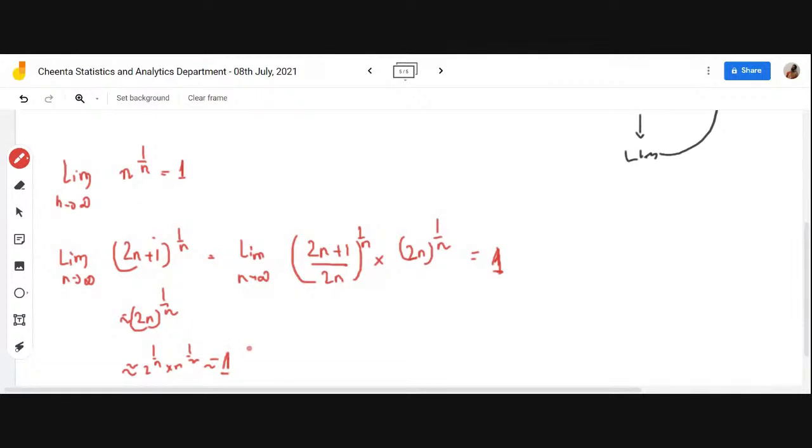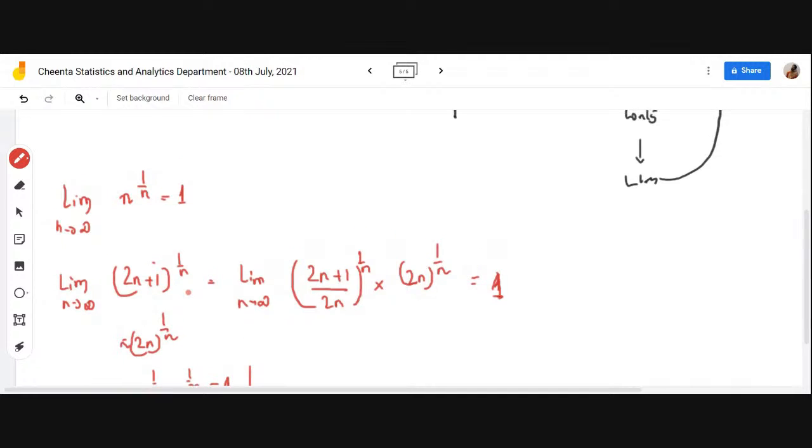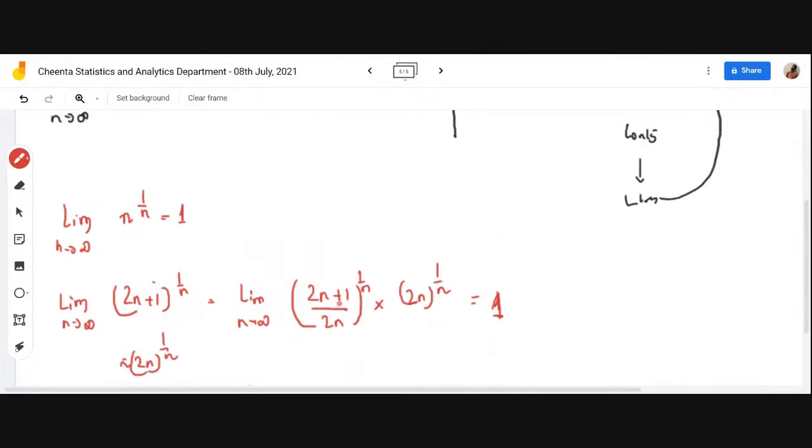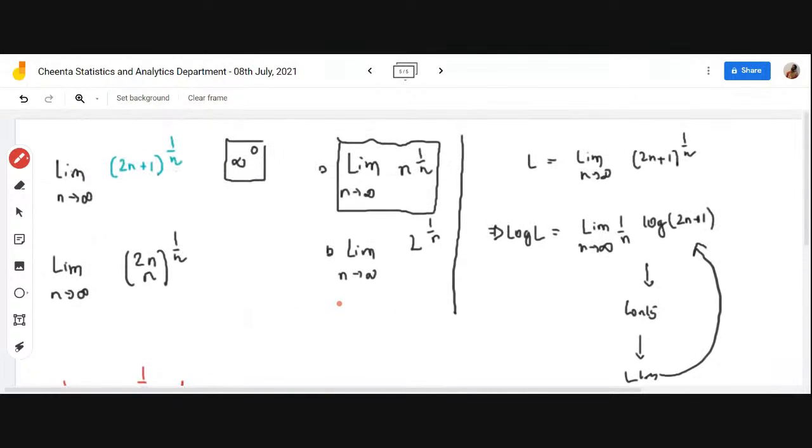So I'm just giving you the opportunity to prove it rigorously at home. It's not rigorous over here. That's why I'm giving you the opportunity to prove it rigorously when you are at your home. So therefore you will get that this is actually equal to 1.